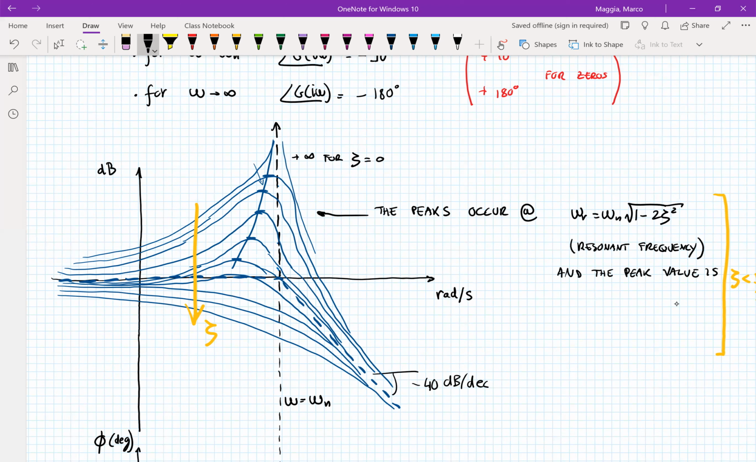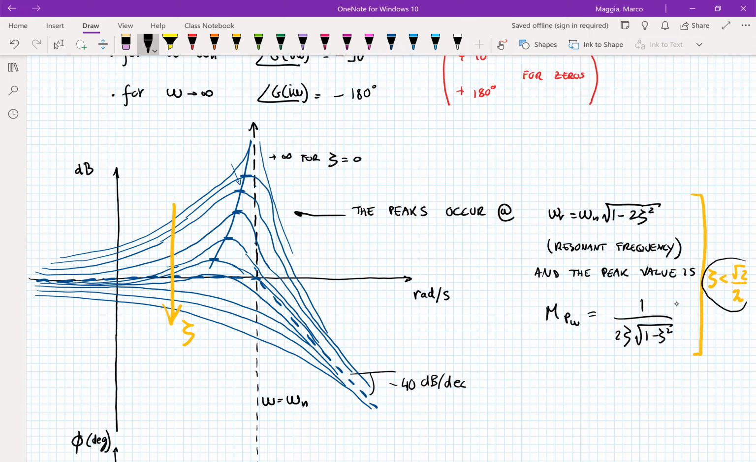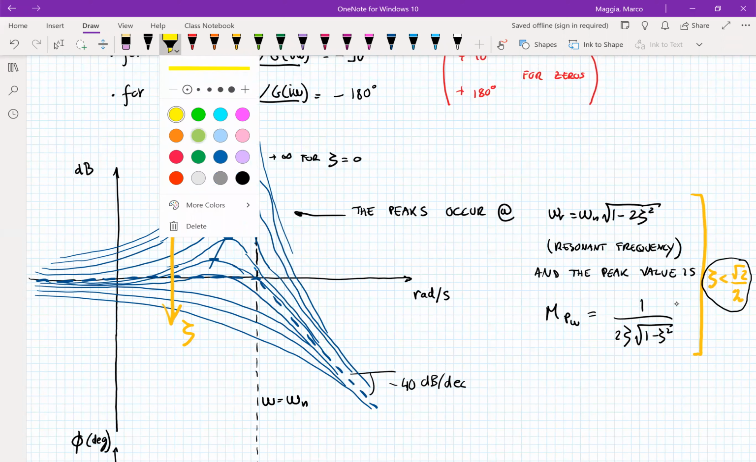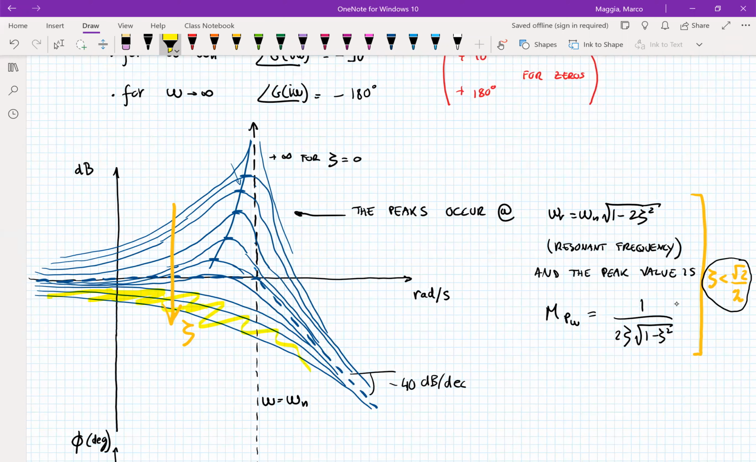The value of the peak, your book calls it M p omega, is 1 over 2 zeta times square root of 1 minus zeta squared. But this happens only when the damping ratio is less than square root of 2 over 2, because for higher values of the damping ratio, so for these lower curves, they don't have a local maximum. Their overall maximum is 0. So remember, if you're asked for the peak value at resonance, that happens only when the damping ratio is less than about 0.7.